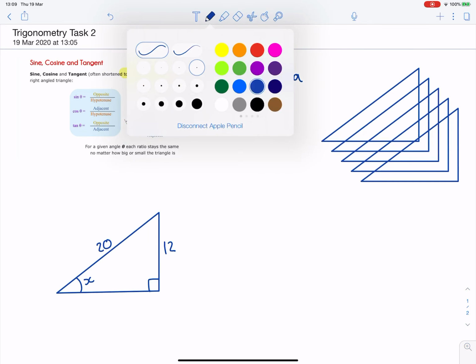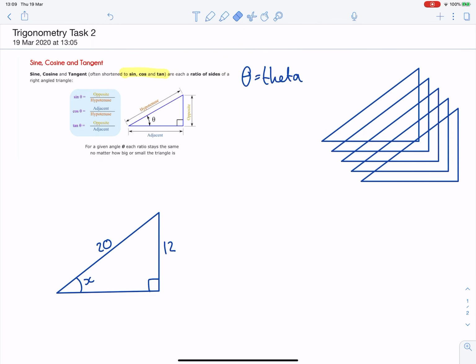So 12 is across from the angle. So 12 is the opposite. 20 is across from the 90 degrees, so 20 is the hypotenuse. The other side that's left over hasn't got any number or any x or anything on it. We don't really care about it, so we're just going to ignore that side altogether.